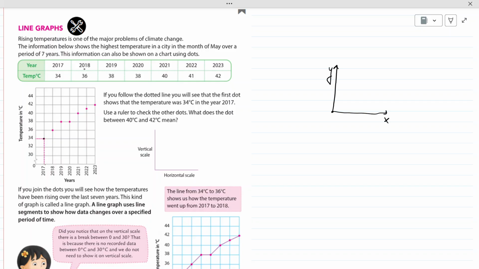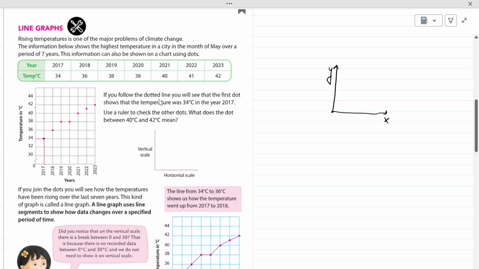Now in 2018 it was 36. So in 2018 the temperature was 36 here. Similarly in 2019 it was 38, in 2020 it was 38 again, and in 2021 it was 40, in 2022 it was 41, that is in the middle of 40 and 42 somewhere here. Then the last one is 2023, the temperature is 42.